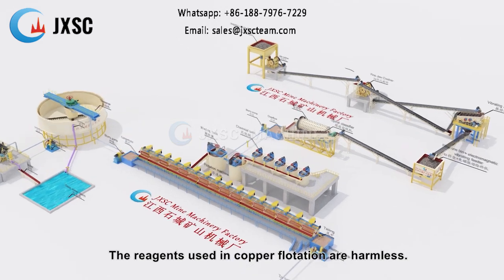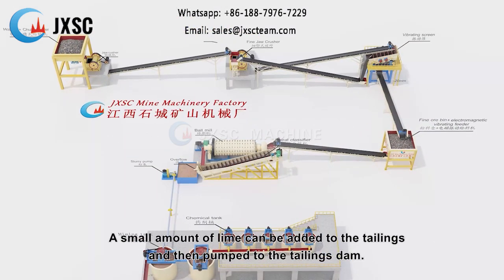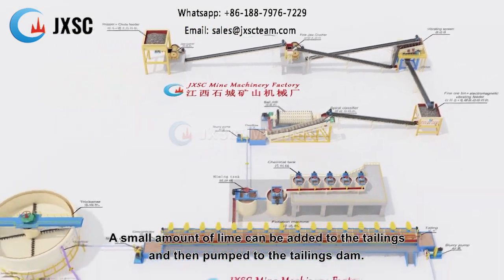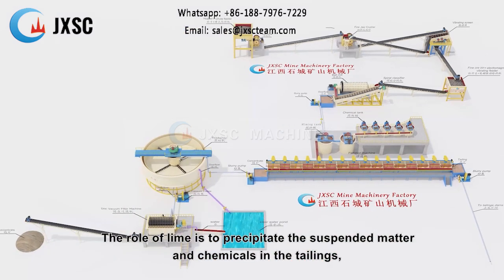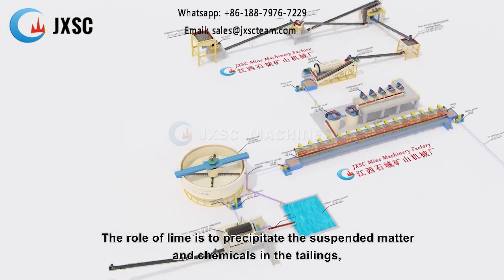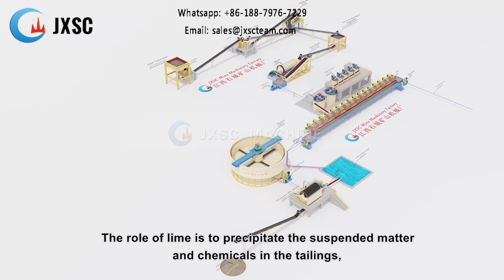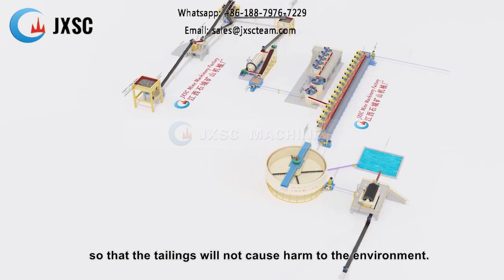The reagents used in copper flotation are harmless. A small amount of lime can be added to the tailings and then pumped to the tailings dam. The role of lime is to precipitate the suspended matter and chemicals in the tailings so that the tailings will not cause harm to the environment.